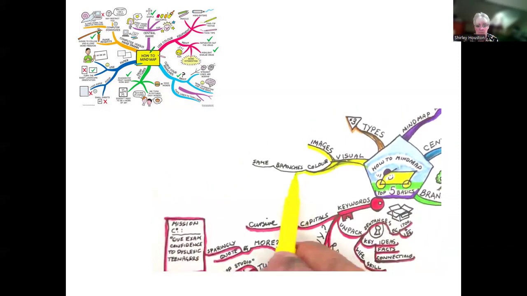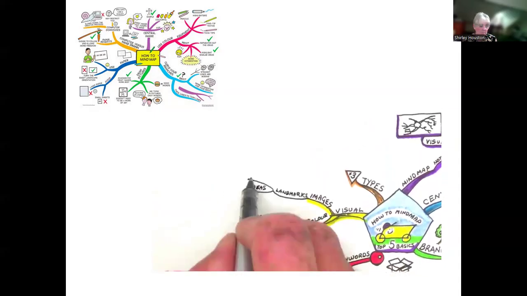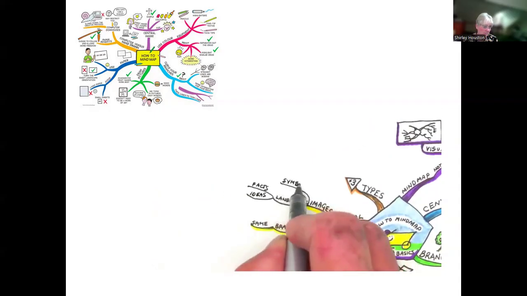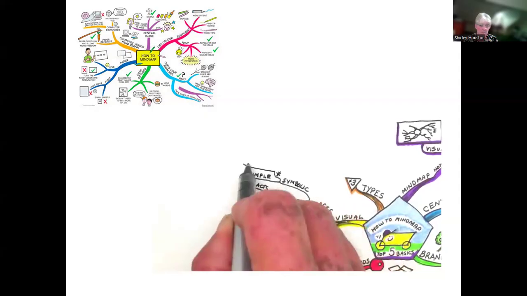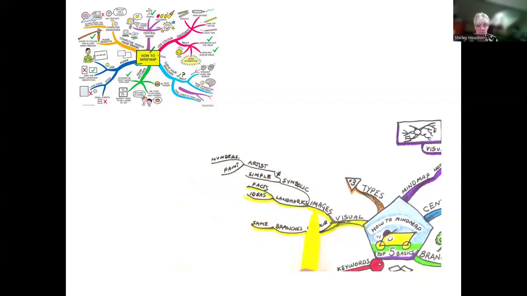Visually, we use colour and colour each branch the same. And we use images for landmark ideas and facts. Symbolic ones that are simple, and you don't need to be an artist to do this. It's kind of like painting by numbers.